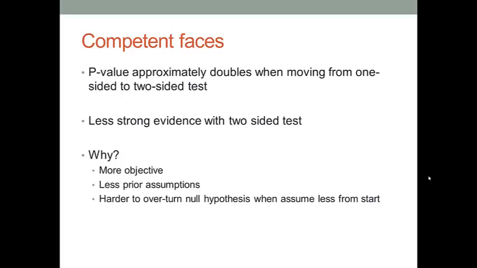So, the p-value approximately doubles when moving from one-sided to two-sided tests. That will always be the case, which means that there will always be less strong evidence with a two-sided test. Why does this make intuitive sense? Well, a two-sided test is more objective.